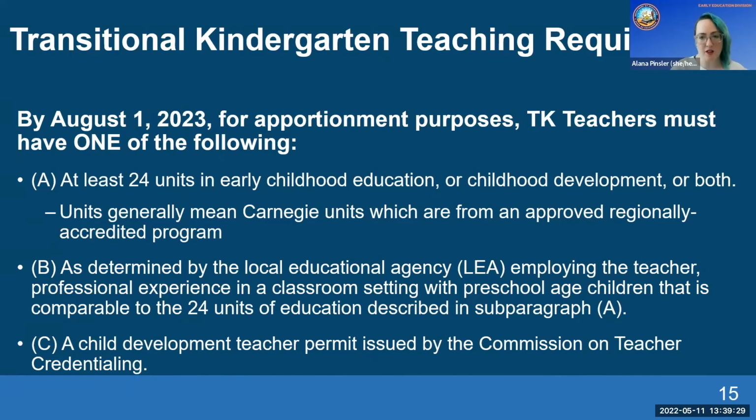We want to mention the transitional kindergarten teaching requirements, as this is a big topic. Beyond having a credential that allows the teacher to teach in a TK classroom, by August 1st, 2023, for apportionment purposes, TK teachers must have one of the following. A, at least 24 units in early childhood education or child development, or both. These units generally mean Carnegie units, which are from an approved, regionally accredited program.